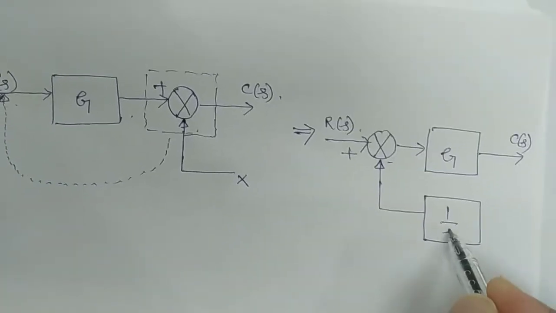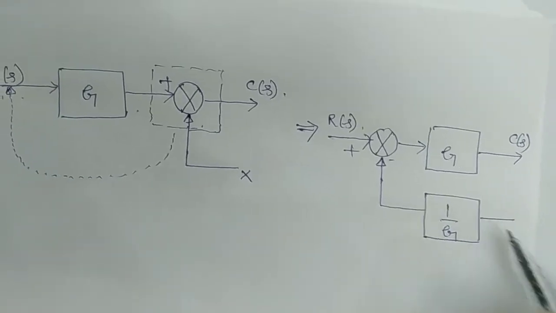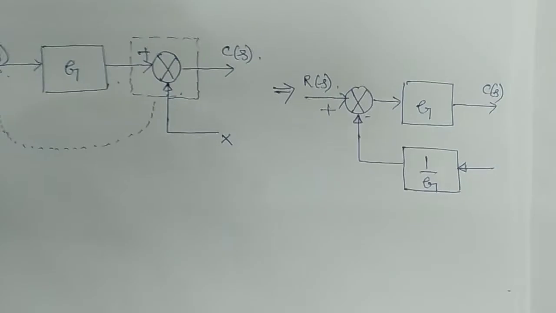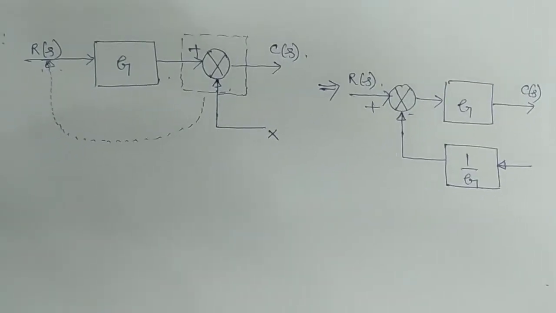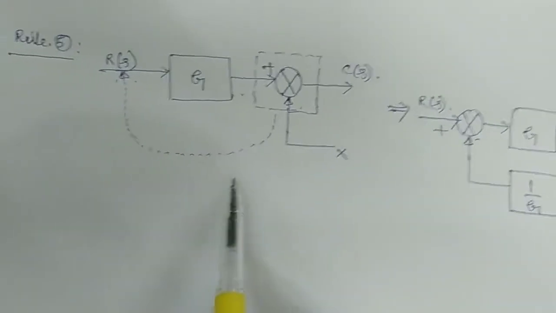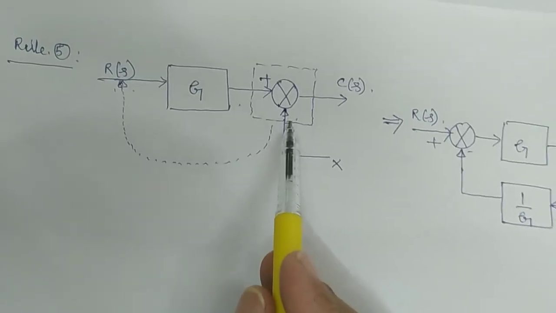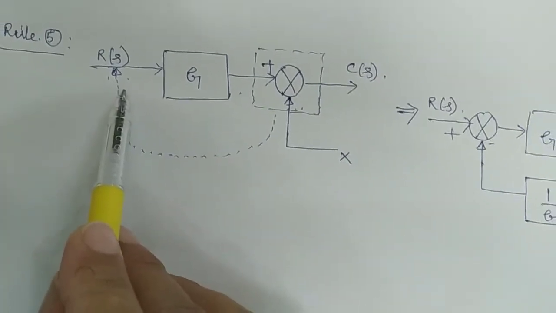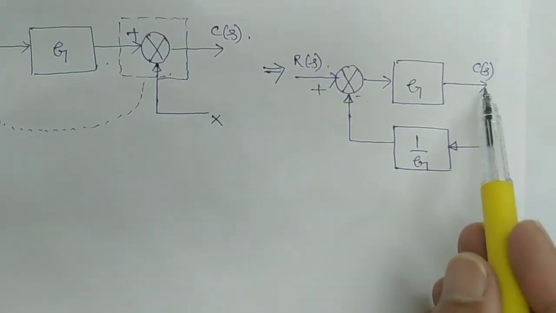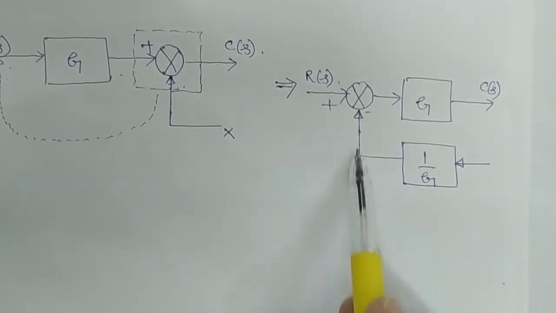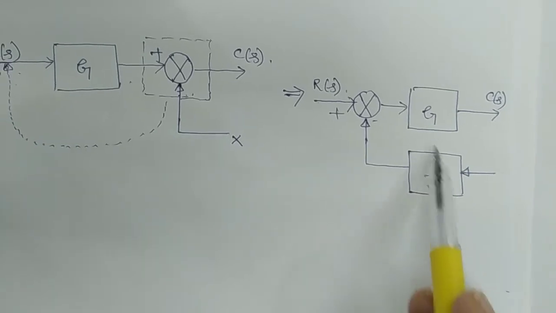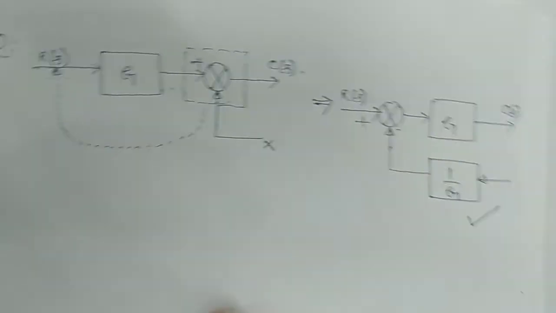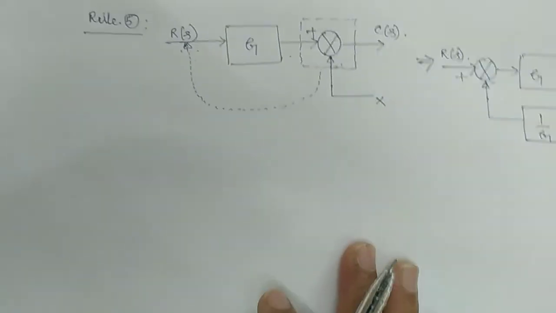1 by G. Remember that, 1 by G. So in rule number 5, if we shift the summing point before the block, so you shifted from here to here, then in the feedback here it comes like this, 1 by G. That's all. This is rule number 5.